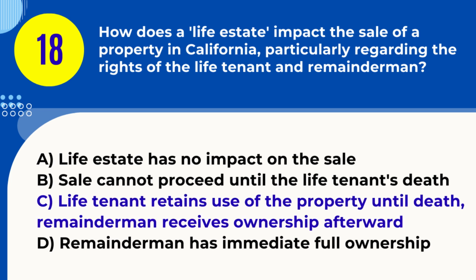Answer. C. Life tenant retains use of the property until death. Remainderman receives ownership afterward. Explanation. In a life estate arrangement in California, the life tenant retains the right to use and occupy the property until their death. Afterward, the remainderman, the person entitled to the remainder interest, receives full ownership of the property.